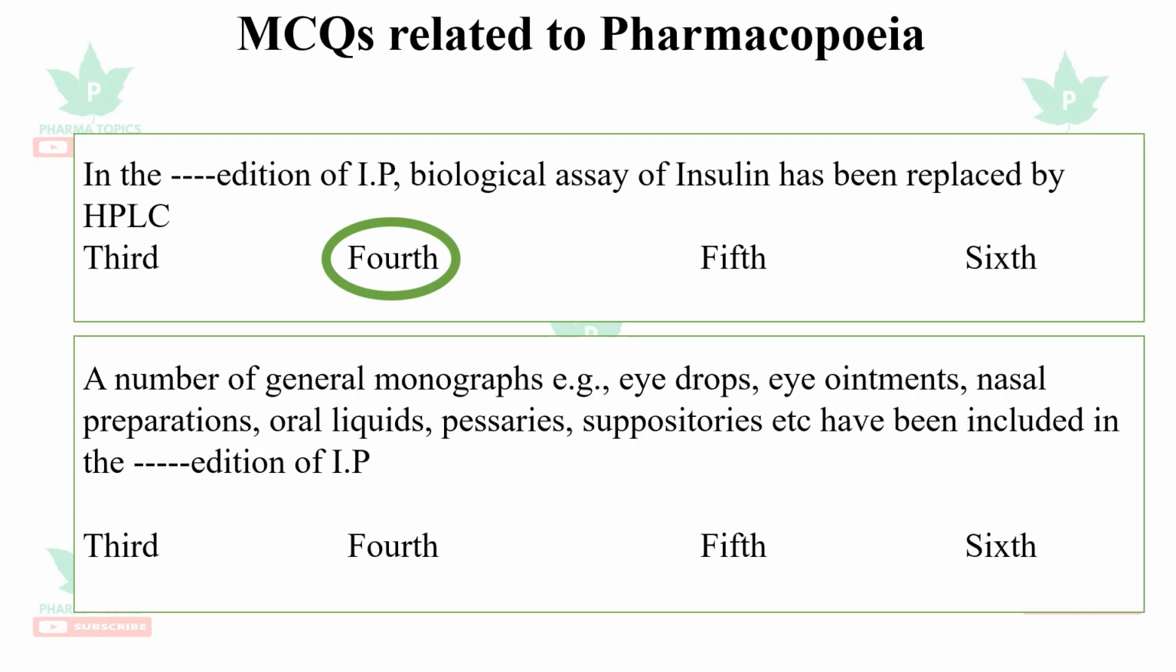A number of general monographs such as eye drops, eye ointments, nasal preparations, oral liquids, pessaries, and suppositories have been included in the 3rd, 4th, 5th, or 6th edition of IP. It is the 4th edition of IP. The eye drops, eye ointments, nasal preparations, oral liquids, pessaries, and suppositories have been included.